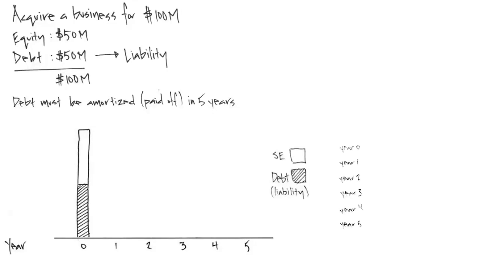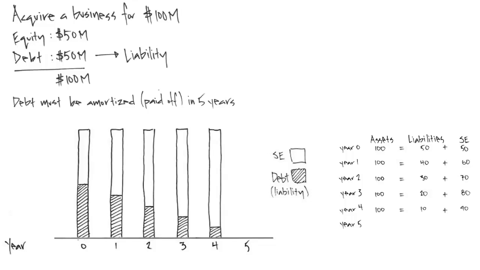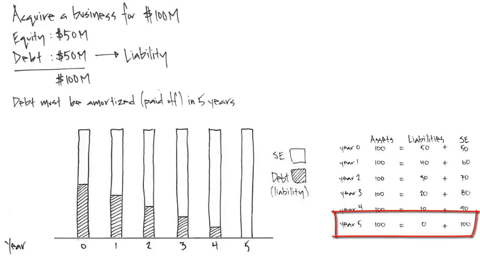So what does the accounting equation look like as you pay down debt? Starting out, you have assets equal to $100 million, liabilities equal to 50, and stockholders' equity also equal to 50. But as you pay down debt, stockholders' equity increases, which, as an aside, is pretty much how an LBO model works. Recall that stockholders' equity represents ownership interests after all liabilities have been repaid. And because of that, in the final period, stockholders' equity is equal to assets because all debt has been repaid.